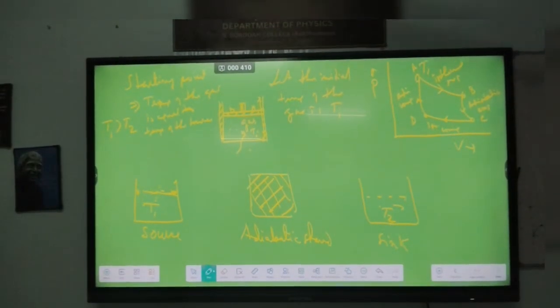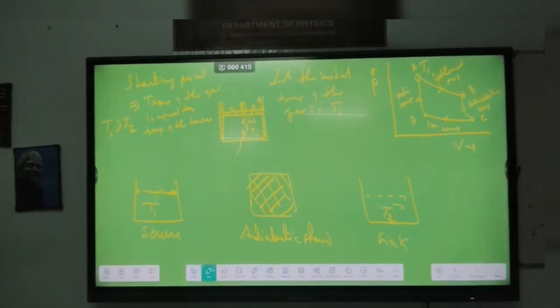There is no way of adding heat from outside. The cylinder is over the source, and the temperature of the gas and the source is the same. Now I want to make it an isothermal expansion. How can you do it?